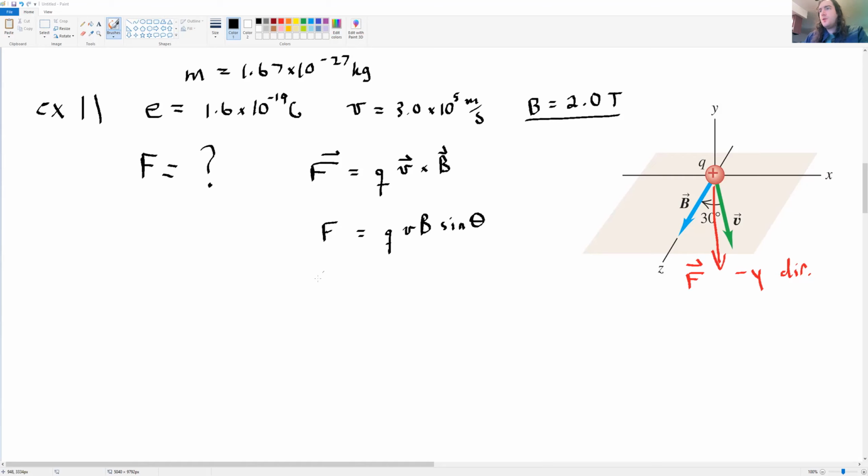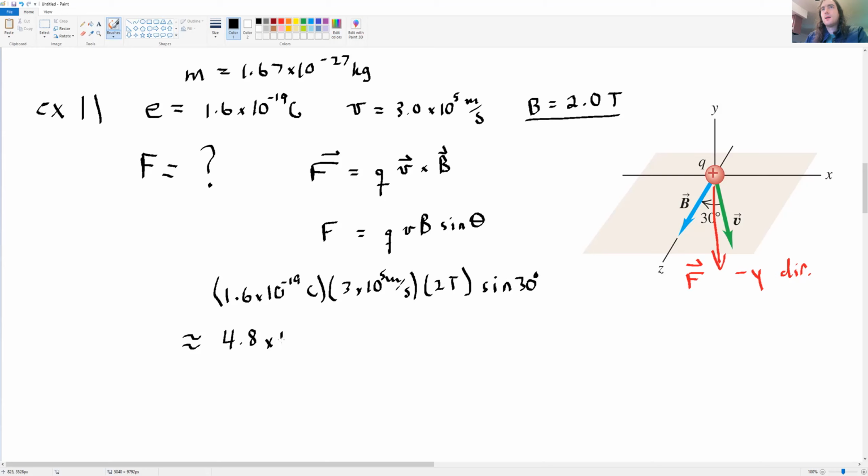So yeah, what you do, you plug in your 1.6 times 10 to the minus 19 coulombs, and you plug in the velocity, 3 times 10 to the 5th meters per second. Get your magnetic field in there, 2 Tesla. And you get your sine theta in there, sine of 30 degrees. And you crunch the numbers on the calculator. And you end up with this 4.8 times 10 to the minus 14 newtons.